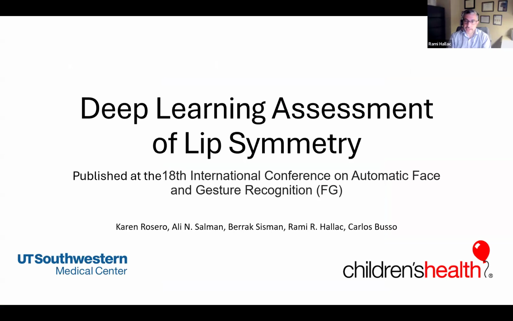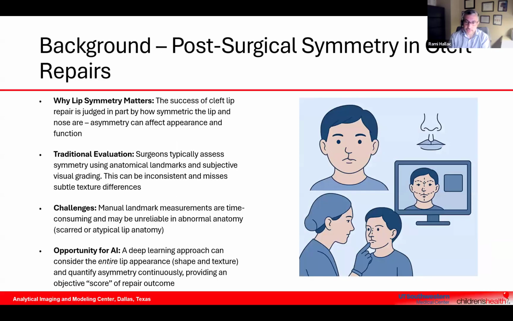Now that we have seen how AI is being applied across the surgical workflow, I'd like to share some of our own work in this field. One project we've been working on uses deep learning to measure how symmetric lips are after cleft lip surgery. We recently published this work at the IEEE Face and Gesture Recognition Conference. After repairing a cleft lip, one of our key goals is achieving good symmetry between two sides of the lip. This isn't just about appearance. Asymmetry can affect oral competence, sometimes speech articulation, and certainly a patient's self-esteem and psychological well-being as they grow.